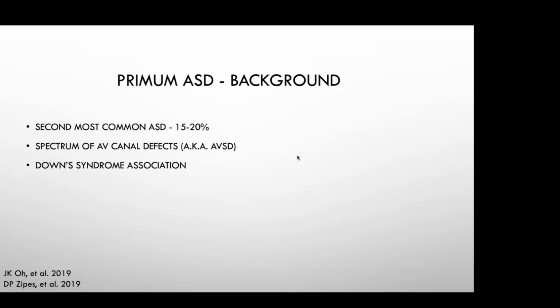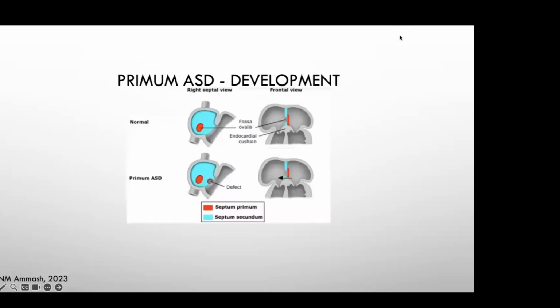So primum ASDs are the second most common type of ASD, seen in about 15 to 20% of all ASDs. And they exist along the spectrum of diseases known as AV canal defects, or atrioventricular canal defects, which involve deficiencies in the development of the endocardial cushions, which I'll explain a bit more about later on. And this is the most common cardiac lesion associated with Down syndrome, or trisomy 21.